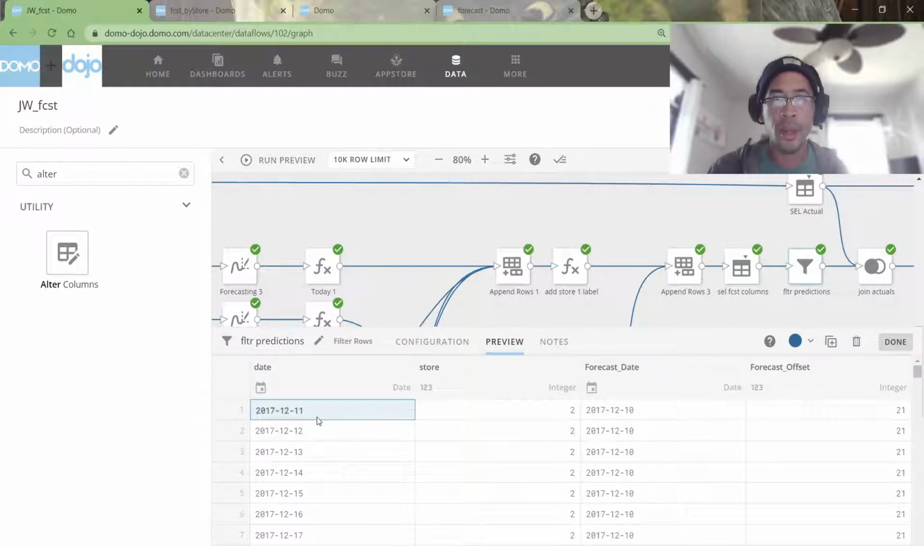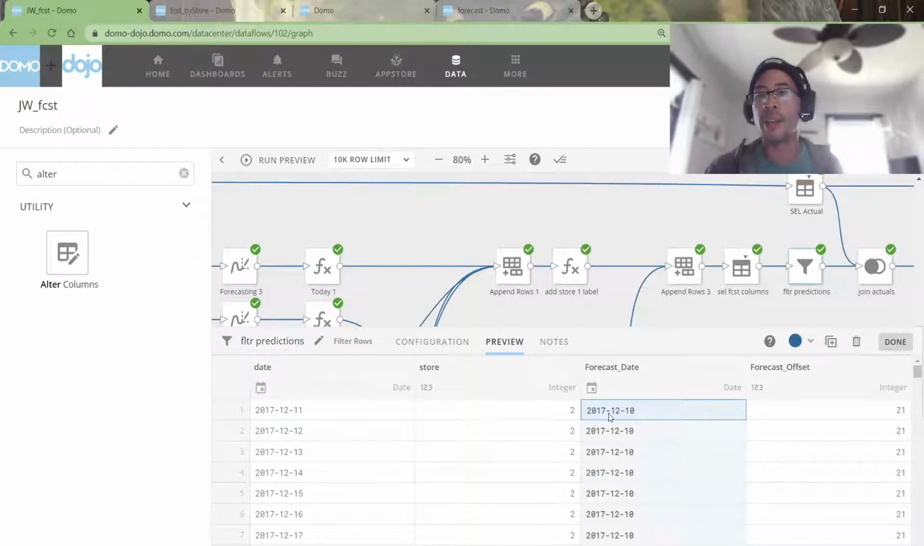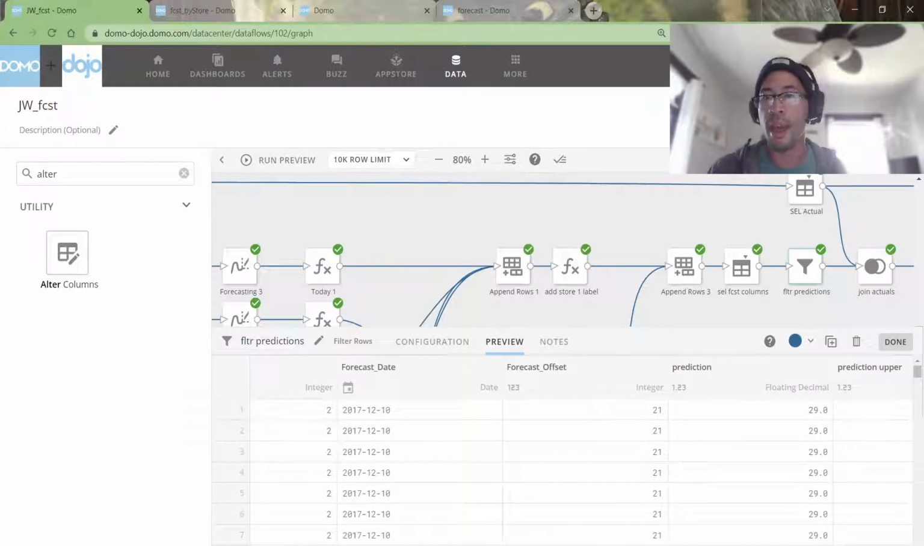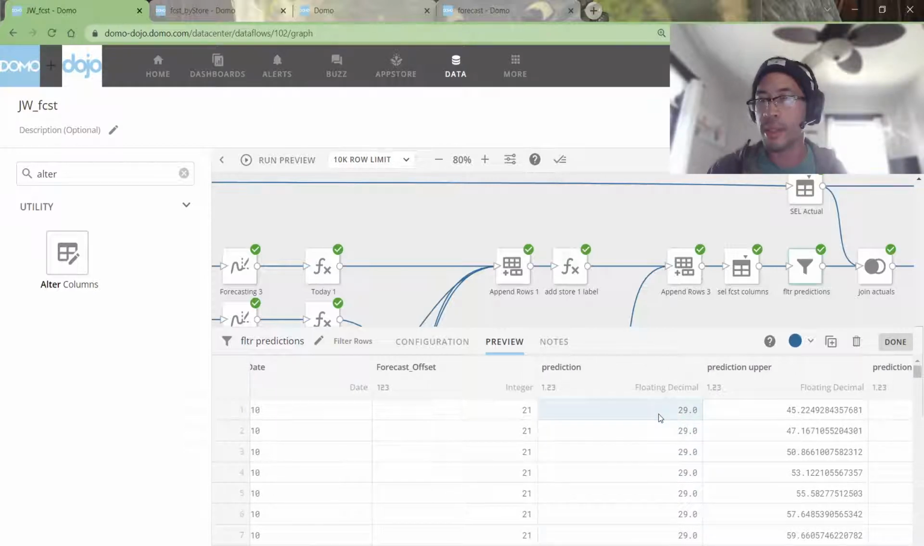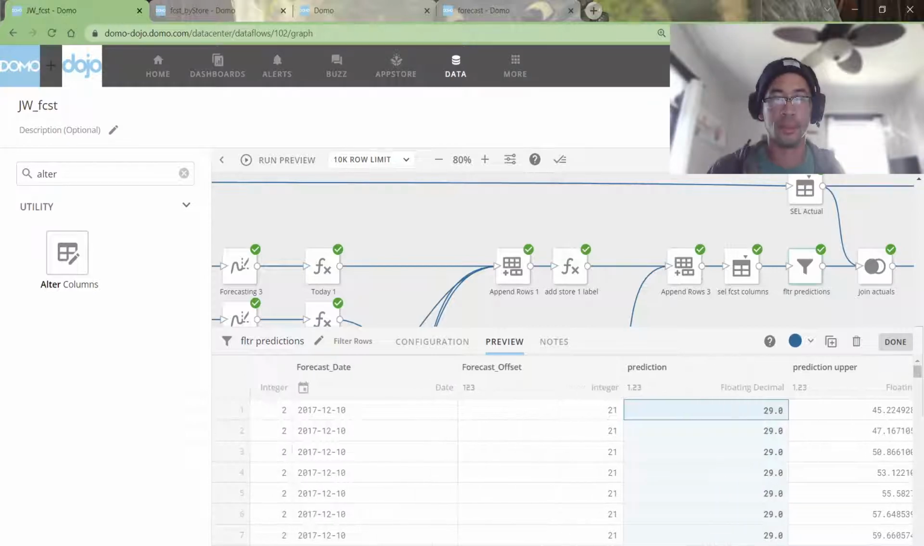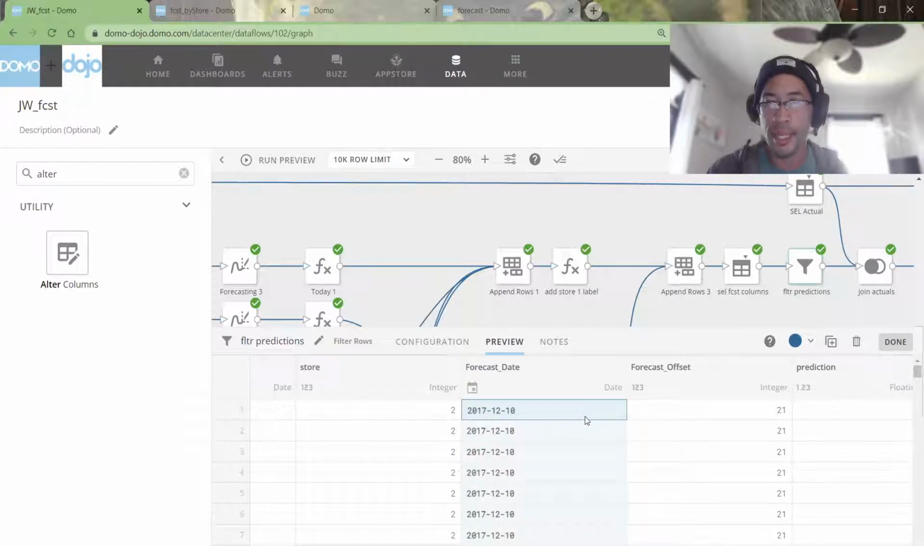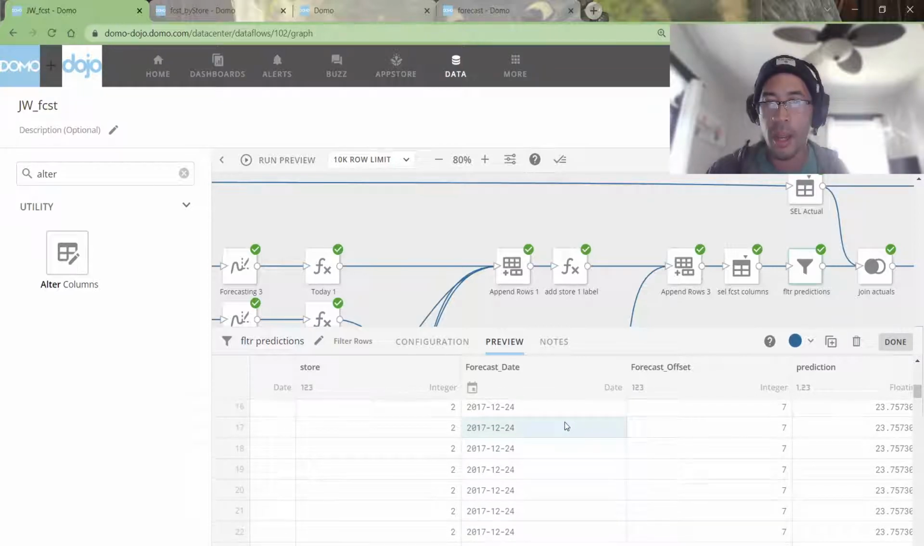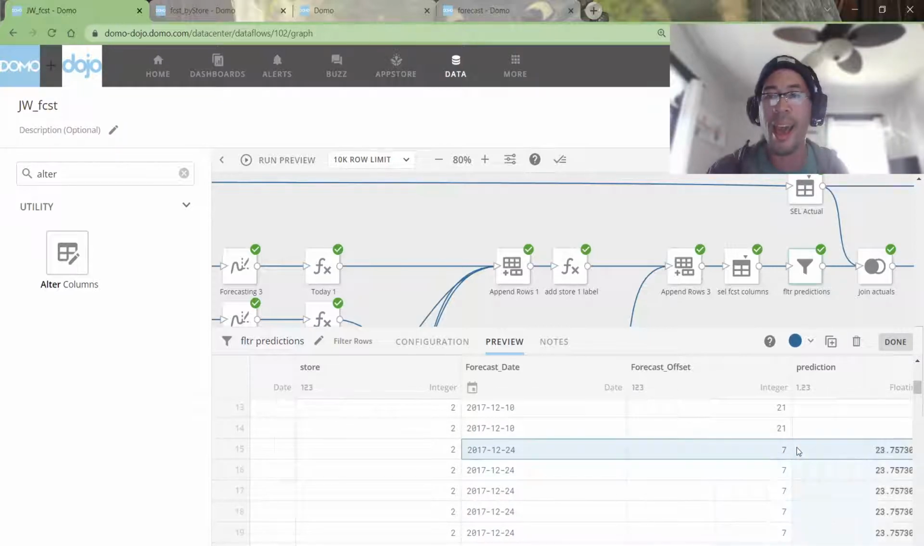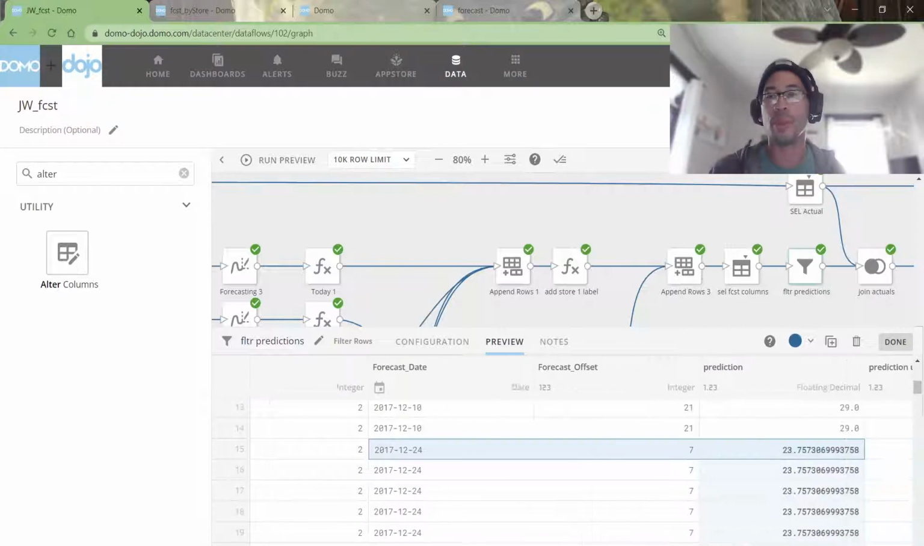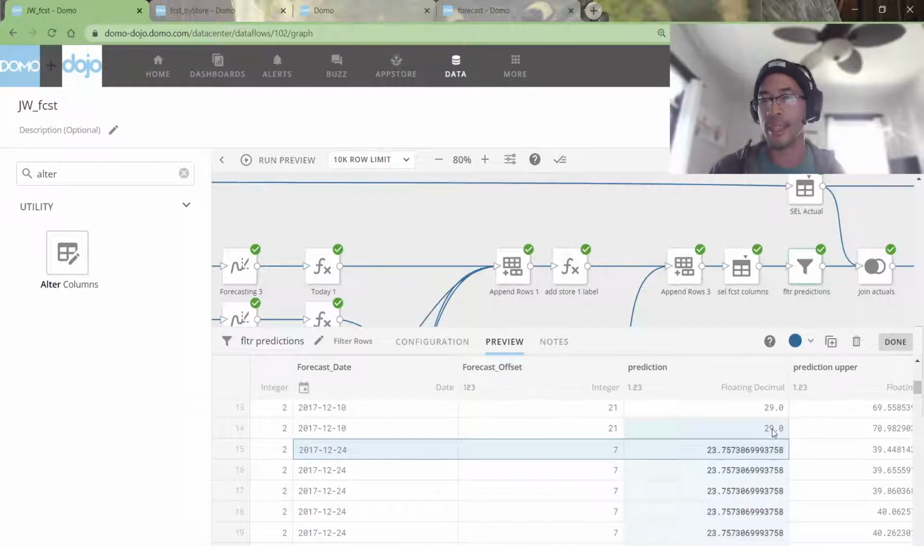All right, so on 12/10, sorry, let me start over. On 12/10, that's the date I took my forecast. I predicted that on the 11th, I would sell 29 units. That's what I predicted on the 10th. On the 24th, I predicted I would have 23 units. So my prediction got a little bit more conservative. How did I do? Did I go in the right direction?